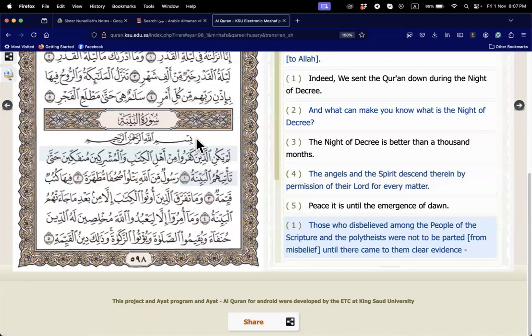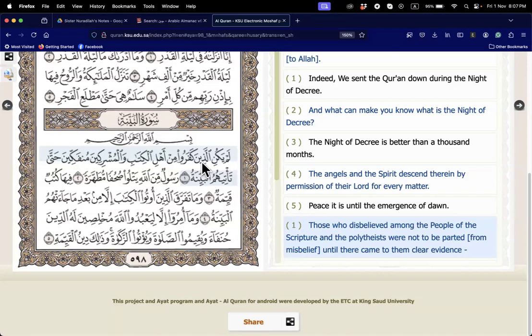Here we have lam yakunil ladhina kafaru min ahlil kitab. So lam yakun aladhina, this is your ism mausul. This is silah, kafaru. Does kafaru usually come with min or something else? Kafaru comes with the ba, right? Yes, kafaru usually comes with ba. So, min ahlil kitab. And you translate this as those who disbelieve among the ahlil kitab wal mushrikin. So min ahlil kitab wal mushrikin here, this is all the hal of aladhina.